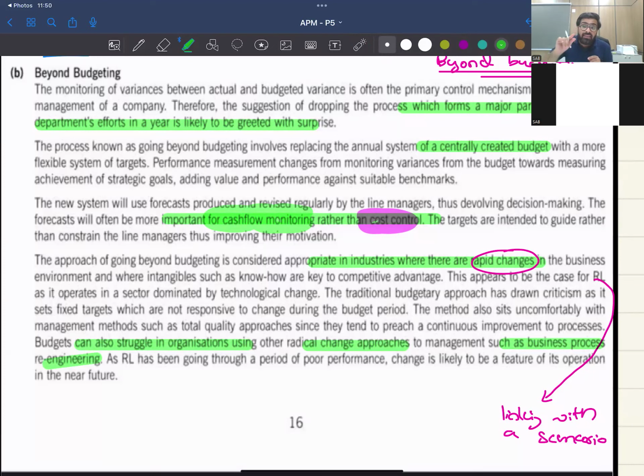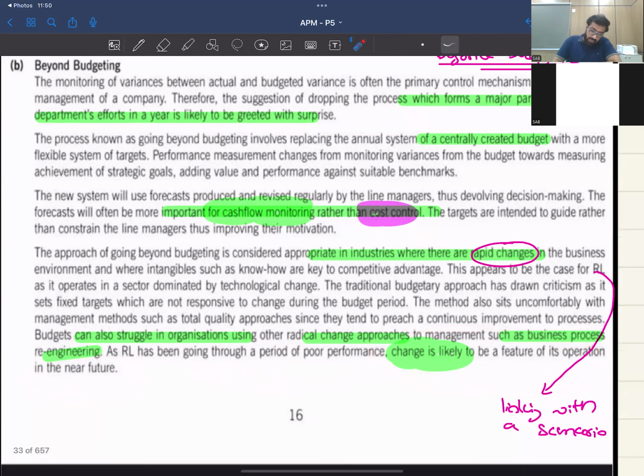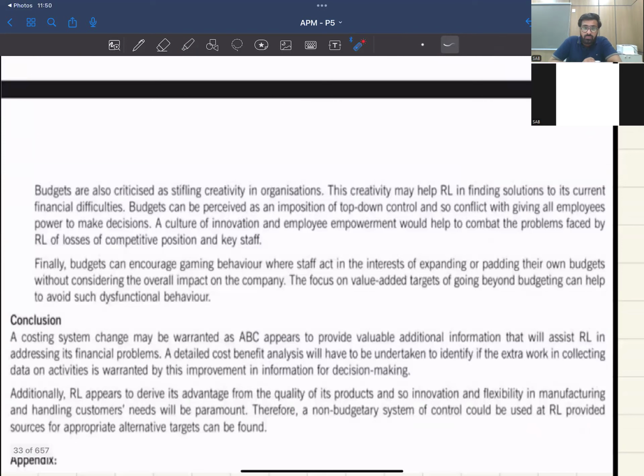And one thing RL is currently suffering from: the CEO has changed. So it has been going through poor performance, and change is likely to feature in its operation in the near future. So change would be good here. Change is very likely to feature in the near future, right?